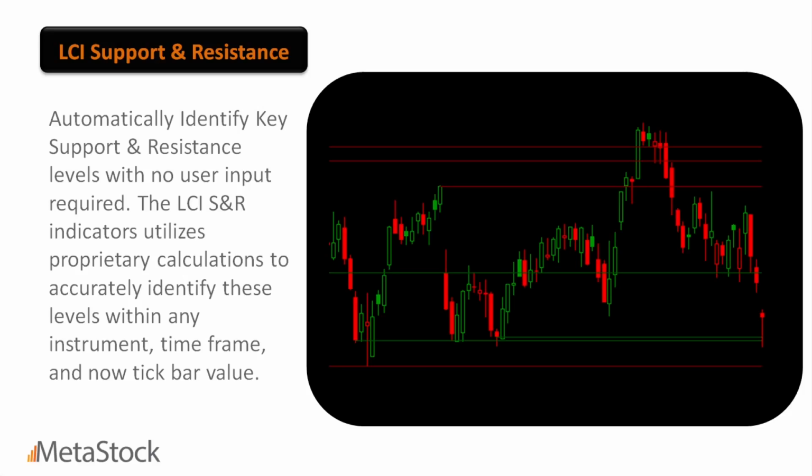Now, because of the dynamic nature of the support and resistance levels, you can place these within any instrument, whether it's stocks, futures, forex, and you can utilize it on any time frame. So you can utilize it on daily, weekly, or even intraday time frames. And now with the new features within MetaStock 14 of tick bars, you can utilize it within the tick bars as well. Now, the support and resistance will draw from the starting point of that level.